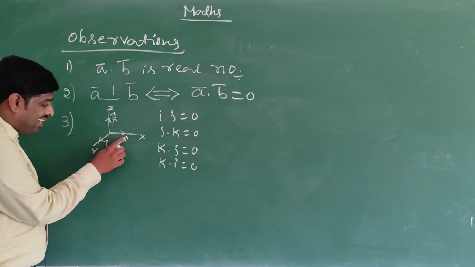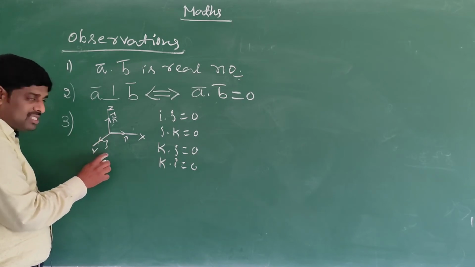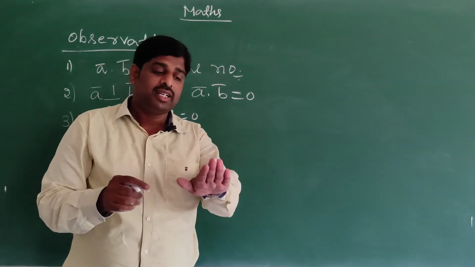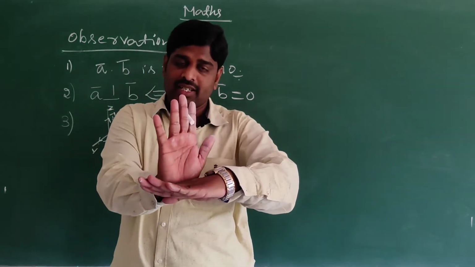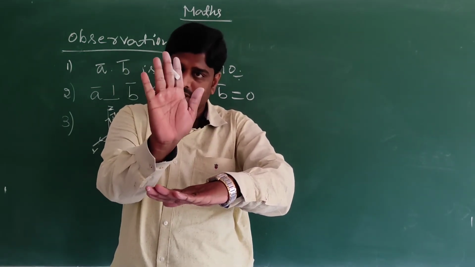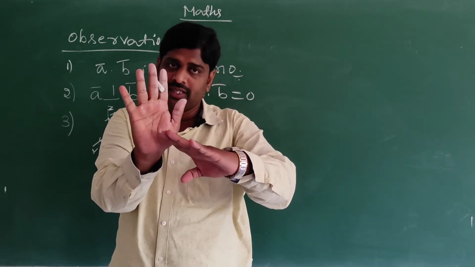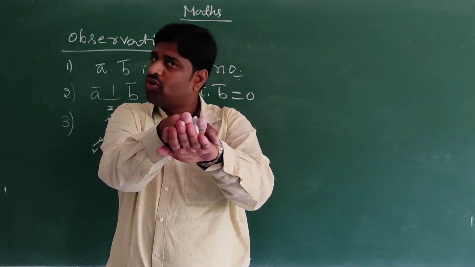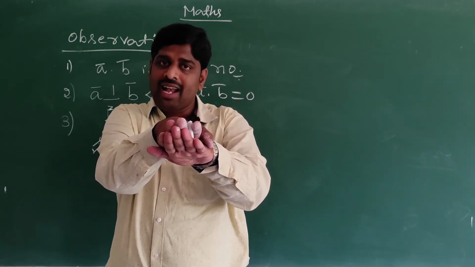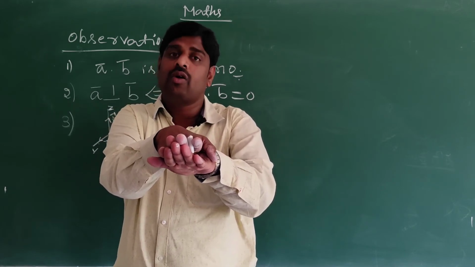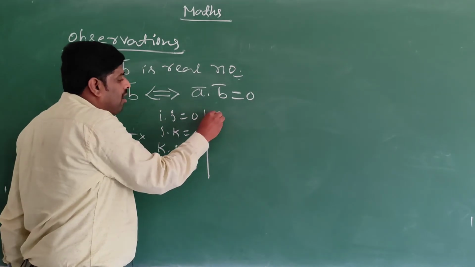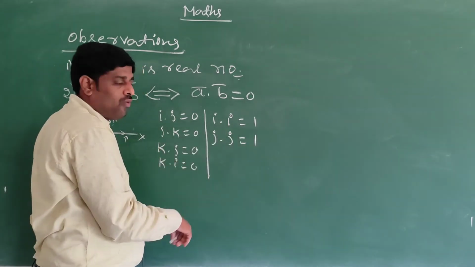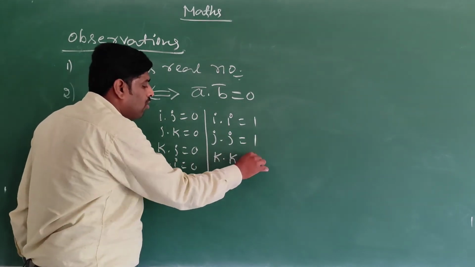When you take i dot i, this direction is i and this direction is also i. That means there is no angle. When the angle is 0, cos 0 is how much? 1. That's why i dot i equals 1. j dot j is equal to 1. k dot k is equal to 1.